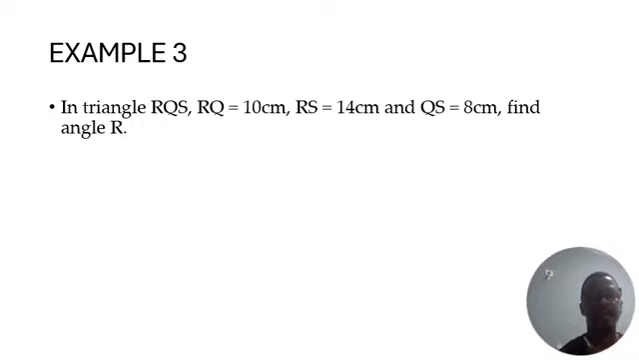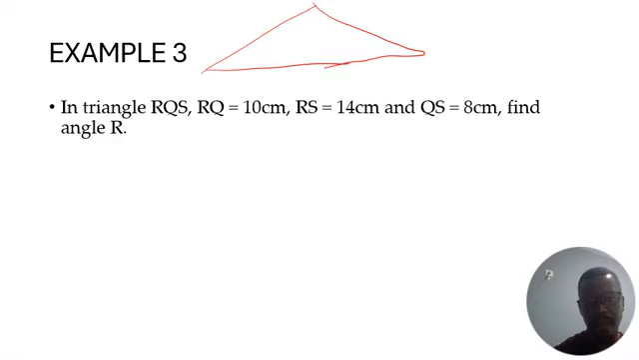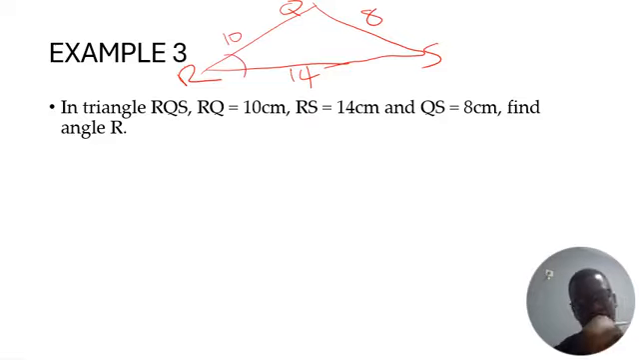Okay, let's look at this one now. In this one, we are saying triangle PRQS. Let's sketch. That triangle RQS: RQ is 10 centimeters, RS is 14 centimeters, QS is 8 centimeters. So find R. In this case, it's the base angle here that they want us to find.